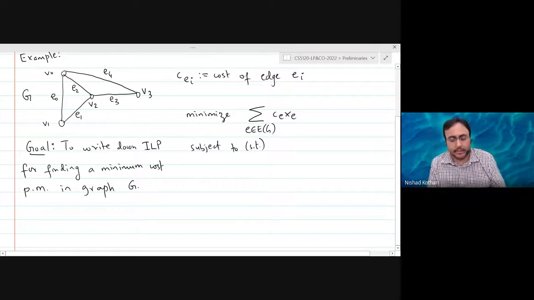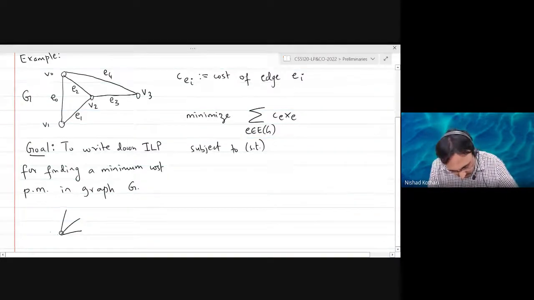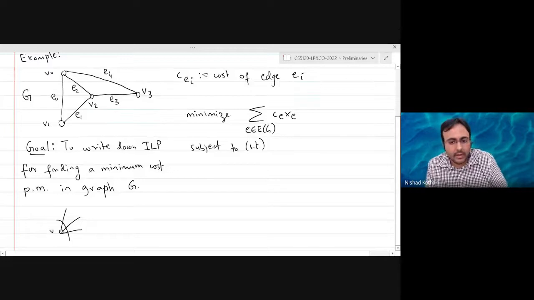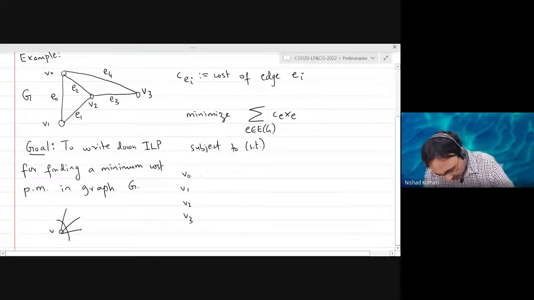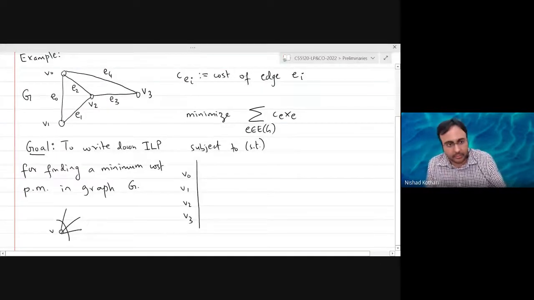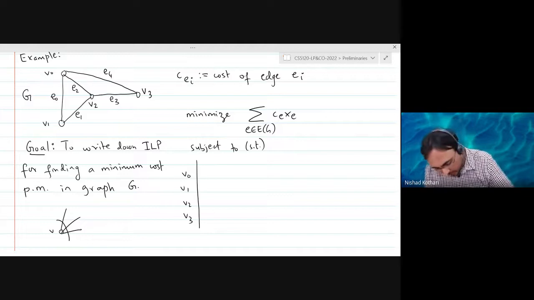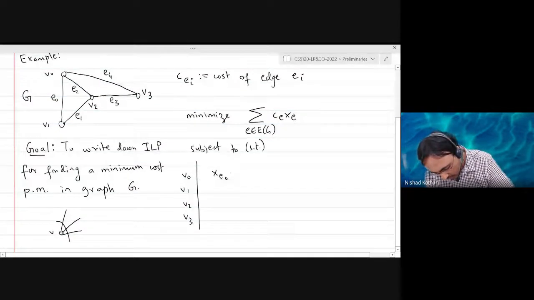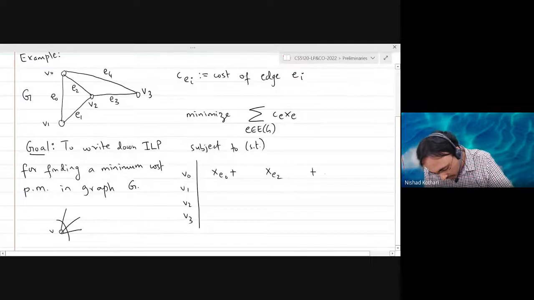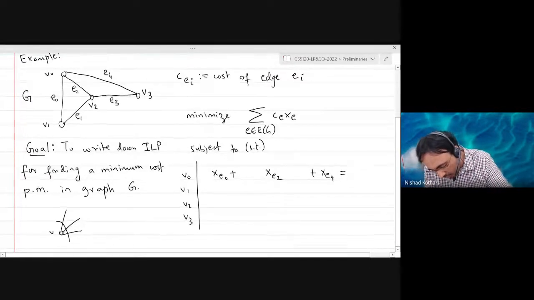Our constraints are that for each vertex, we want the sum of the variables corresponding to the edges incident at that vertex to be equal to 1. So I'm going to explicitly write down the constraints in this particular example. Let me put down all the vertices V0, V1, V2, and V3. We are going to have constraints for all of these vertices. So for V0, we have the edges E0, E2, and E4: x_E0 plus x_E2 plus x_E4. We want this to be equal to 1.